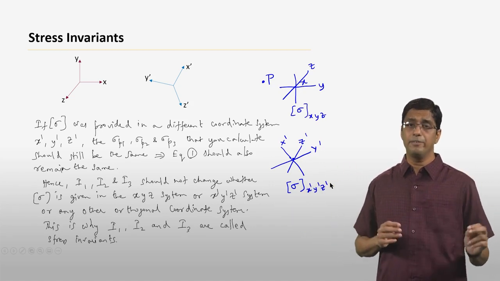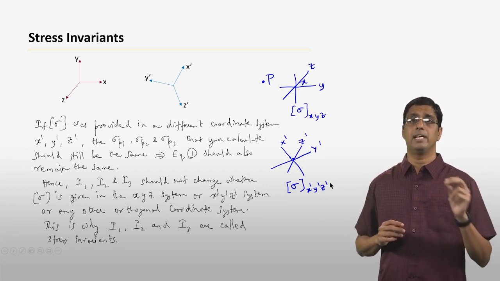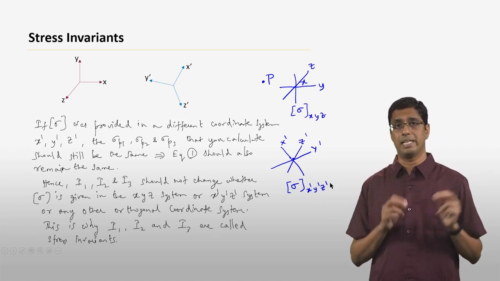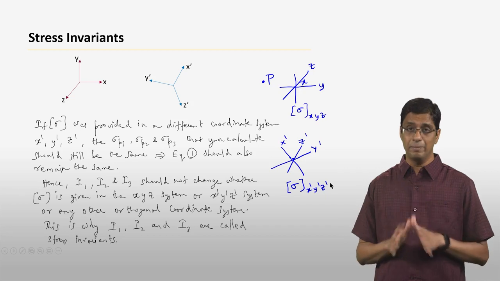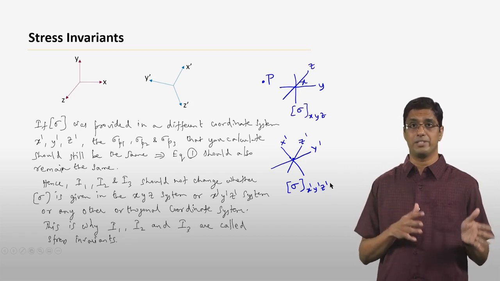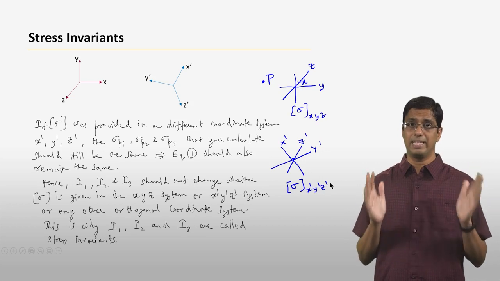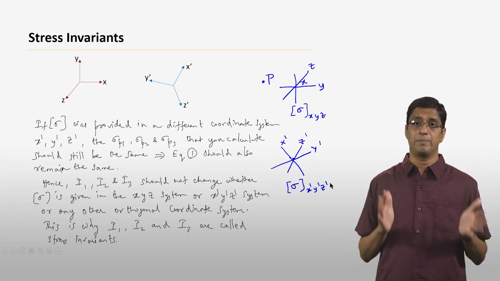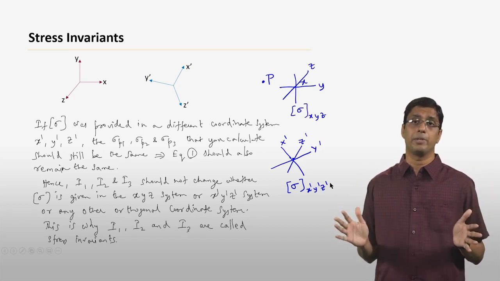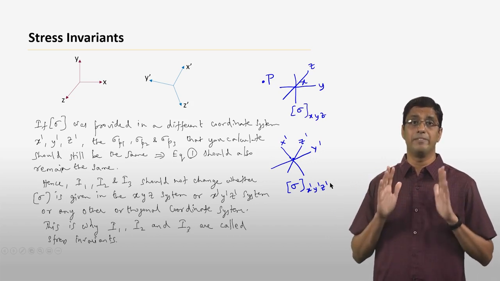And if you look at the normal stresses and the shear stresses in those planes, x prime, y prime, z prime, they will be different from the normal and shear stresses in the x, y, z planes. So that's why the stress matrix in the x, y, z coordinate system and the x prime, y prime, z prime coordinate system at the exact same point will be different.